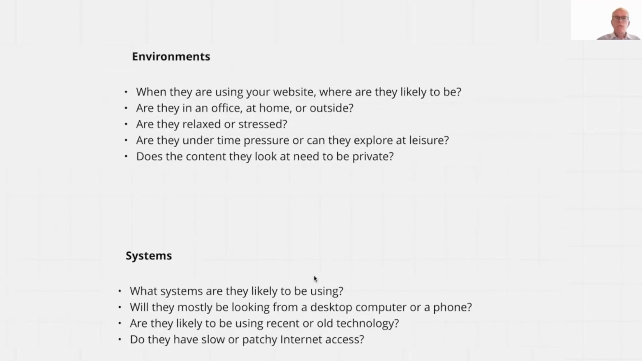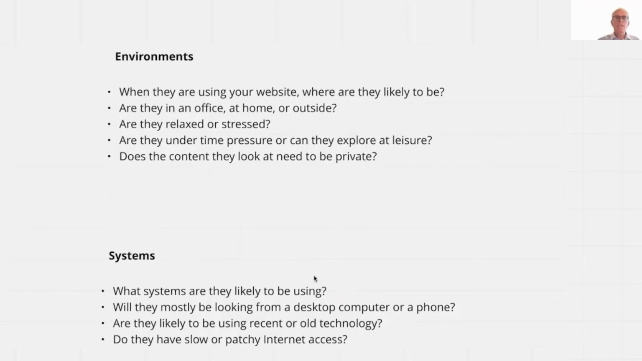Then in thinking about our audiences, as well as the tasks that they need to perform, that we want them to perform and we want them to find easy, we need to ask ourselves, when they're using our website, where are they likely to be? Are they in an office? Are they at home? Are they in a field somewhere? Are they in a busy shopping mall? Where are they? Are they relaxed? Are they stressed? Are they under pressure, or can they explore at leisure? Does the content they look at need to be private?